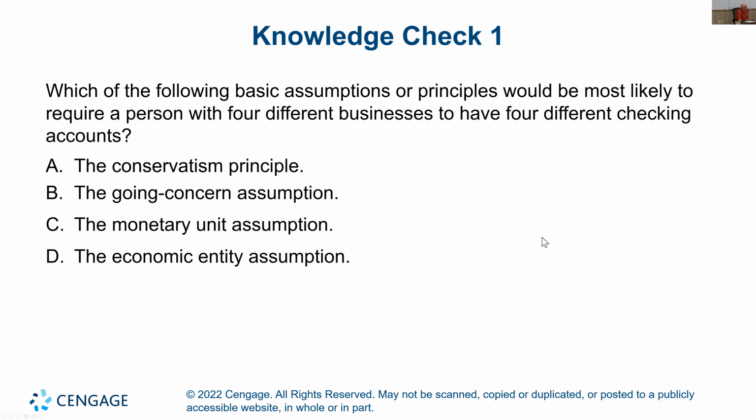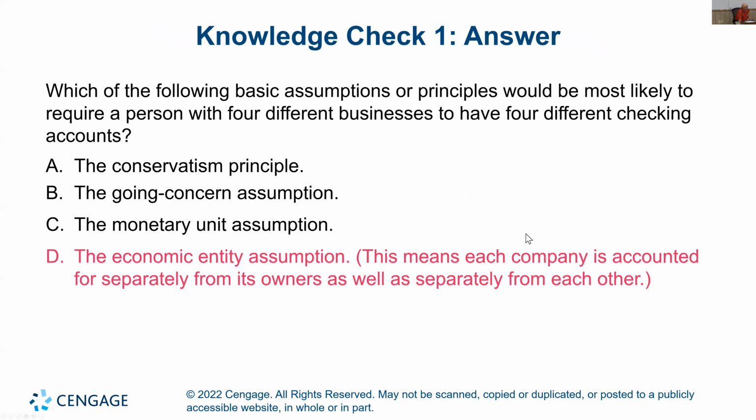Which of the following basic assumptions would be most likely to require a person with 4 different businesses to have 4 different checking accounts? That is going to be the economic entity assumption. Each business is separate from itself. When I explained this, I talked about it being separate from its owners, but yes, if one person owns 2 different businesses, they do not want to put their funds together. One business operates alone, has its own checking account, its own set of books, and the second business has its own checking account and its own set of books, and we do not intermingle them.